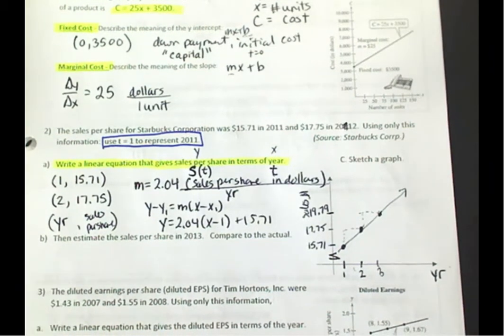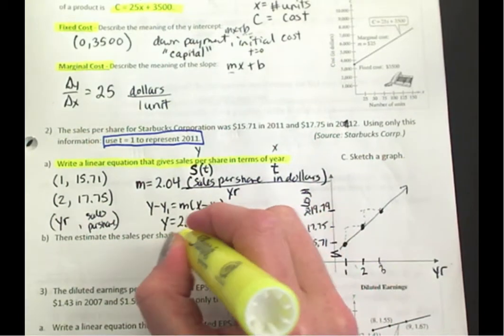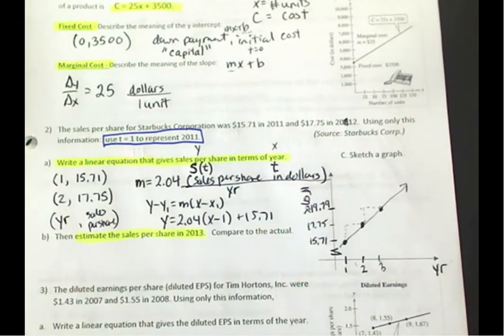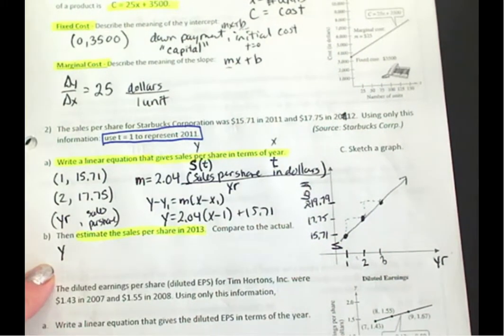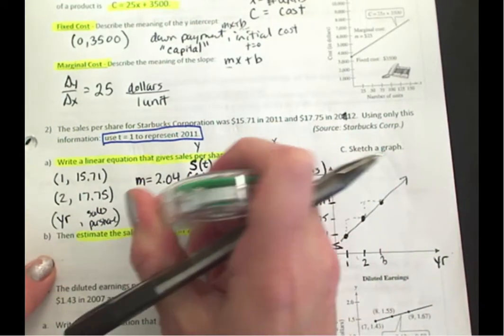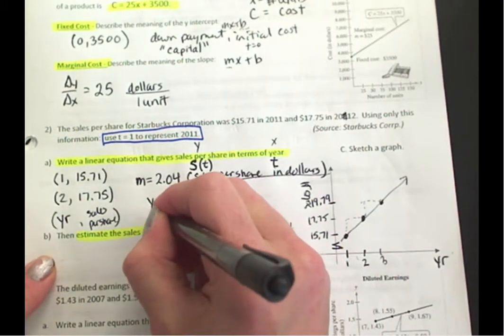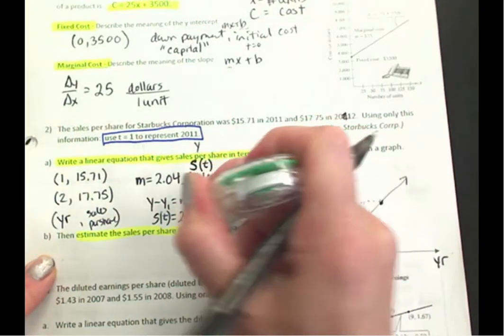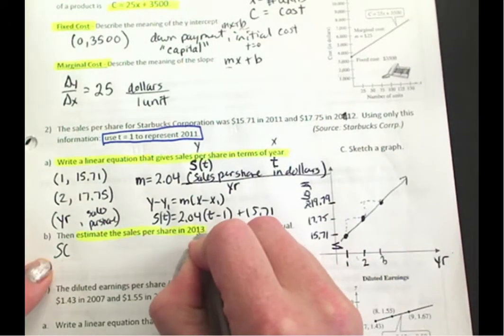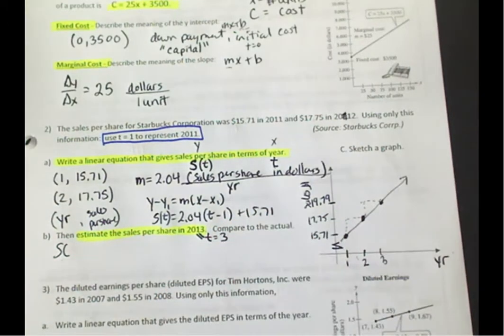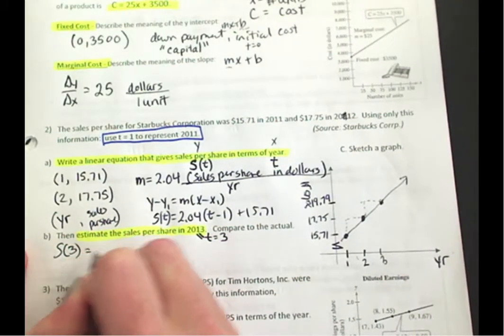Okay. Estimate the sales per share in 2013. Estimate, that's a prediction. You can estimate any value after you have the equation. Instead of using y, I should have changed it to sales. Use the actual variables in my question. Okay. Sales in 2013. What's t equals 3? Now, we already put it on the graph, but how would you do it in your equation? You would plug it in.